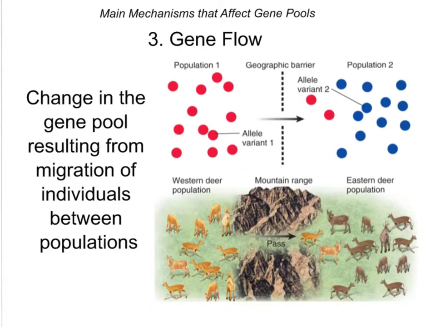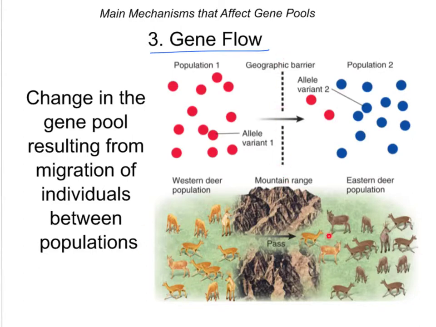All right, let's look at another mechanism that affects gene pools, and that is gene flow. What's gene flow? A little bit different than genetic drift. Gene flow has to do with change in the gene pool resulting from migration of individuals between populations. So if we look at this picture, it kind of represents that a little bit. Here we have population 1. We have some gene flow. They're moving into this population 2. And here's our geographic barrier.